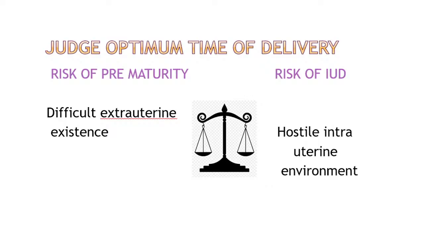So, we have to deliver the fetus before it reaches 40 weeks, and at what gestational age you have to deliver, that you have to judge. On one side there will be difficult extrauterine existence in a preterm baby. If you wait a long time, then there may be chances of IUD. So, you have to weigh between the two, whether you will risk the IUD or risk the preterm delivery.